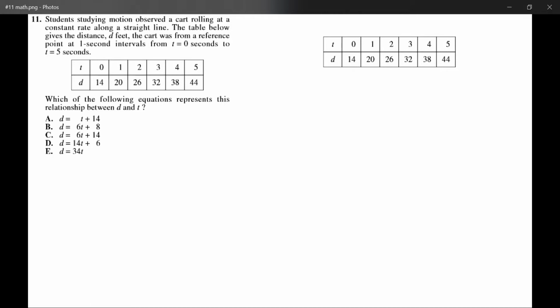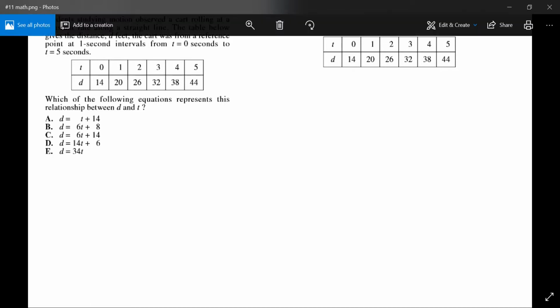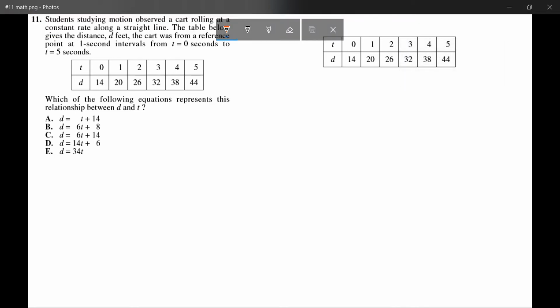It's for a cart, and it's in reference to 1 second intervals. For the first 5 seconds, it gives the distance that was measured at each of those time intervals. And we're asked to find the relationship between distance and time in terms of d and t. So here we are, and I've already copied over the time and distance so we can jot down some other numbers on.